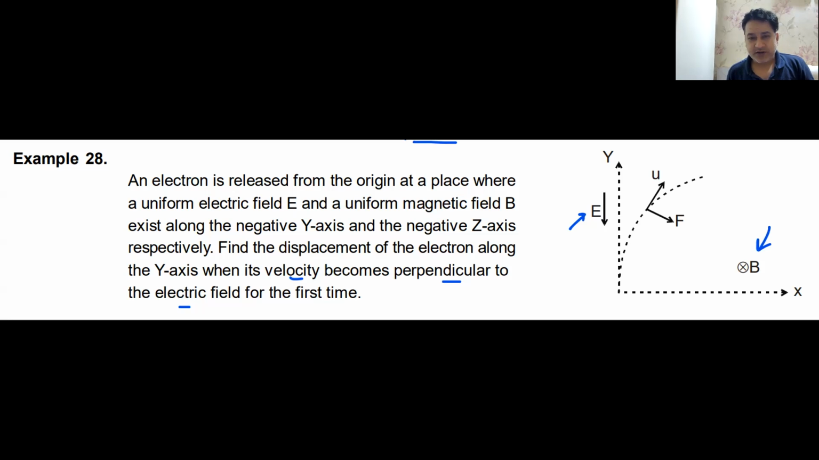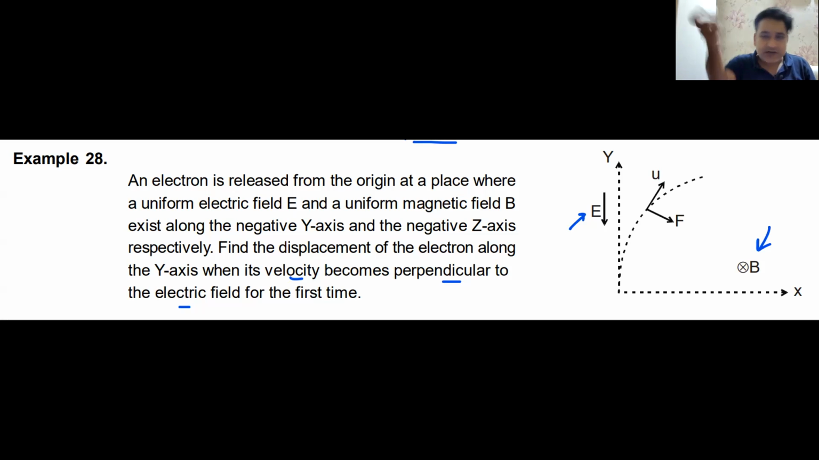So what is going to happen is, because of the electric field, the speed is going to change. Because of the magnetic field, the direction of velocity is going to change. So at some point in time, we'll come to a point where its velocity will become perpendicular to the electric field, because starting off, the velocity will be pointing downwards, and will keep on increasing in the downward direction because the electric field is pointing in the downward direction.